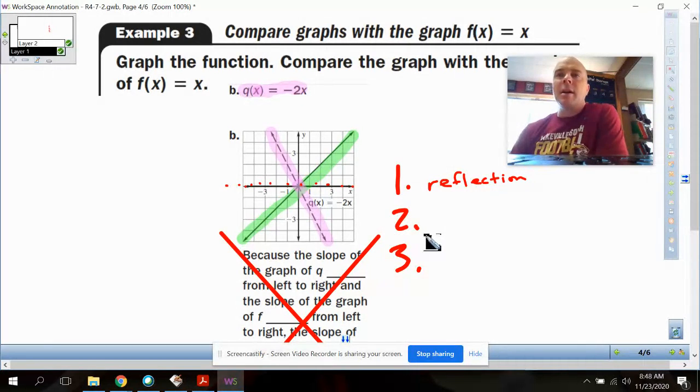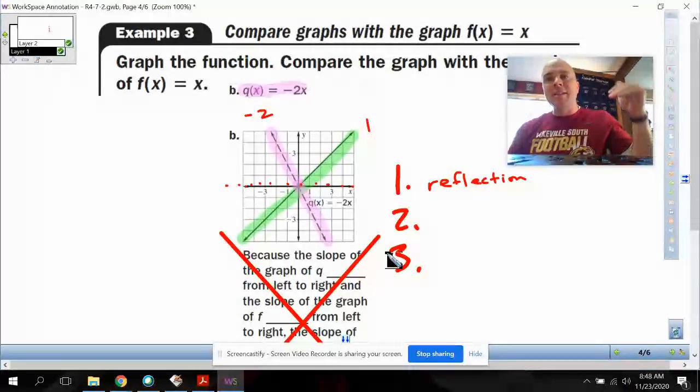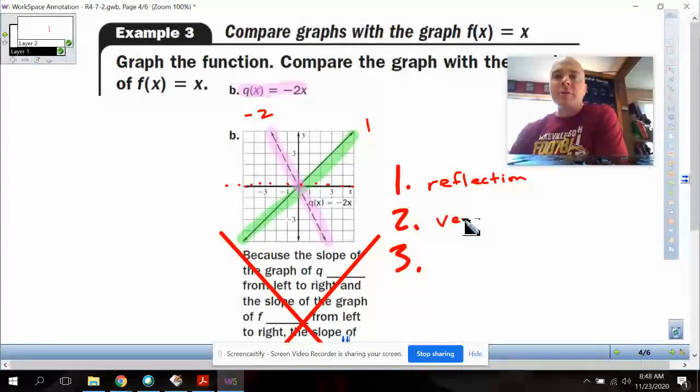Second thing I ask you to compare are the slopes. So basically not necessarily the exact slope, but the steepness of the line, right? So the parent function had a slope of 1, and the pink q of x had a slope of negative 2. So that one's a little steeper. So because it's steeper and it's growing faster, yes, it's growing in the negative direction, but it is growing faster. We call that a vertical stretch because it's stretching faster than the parent function.